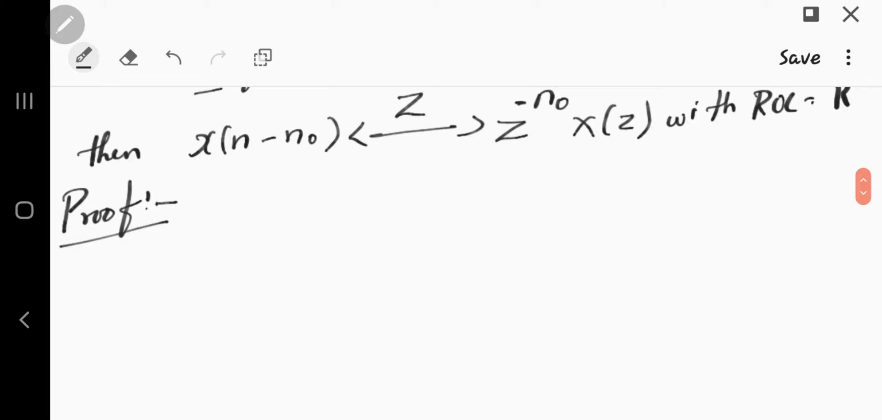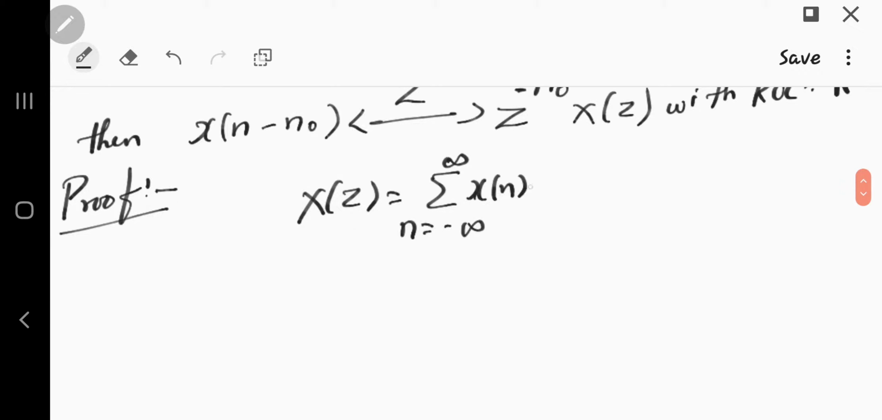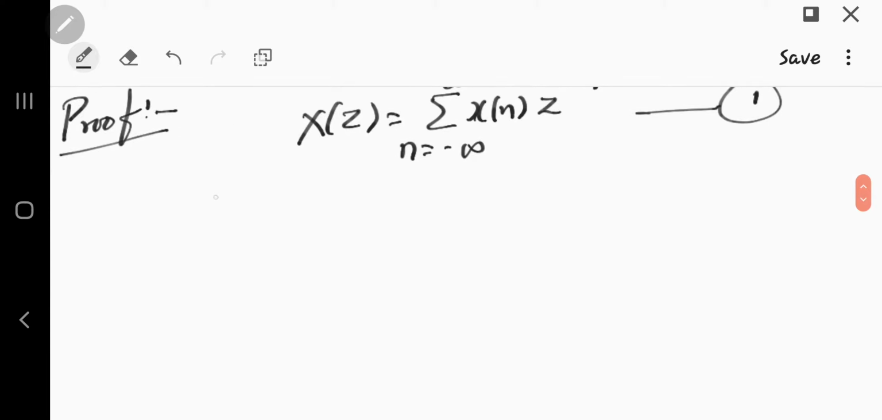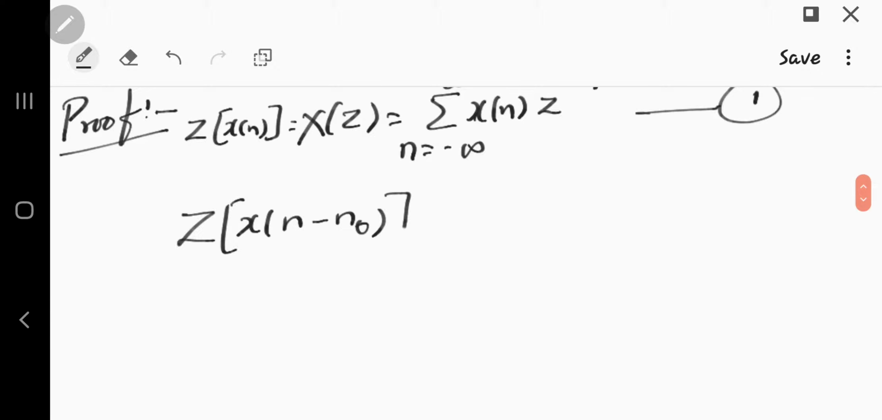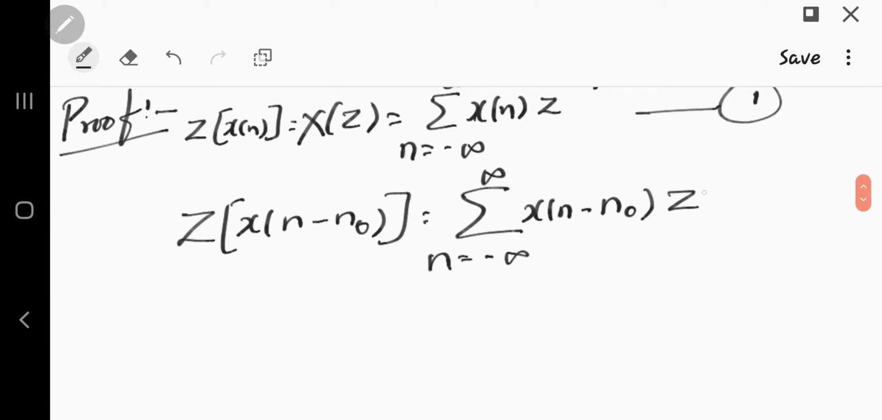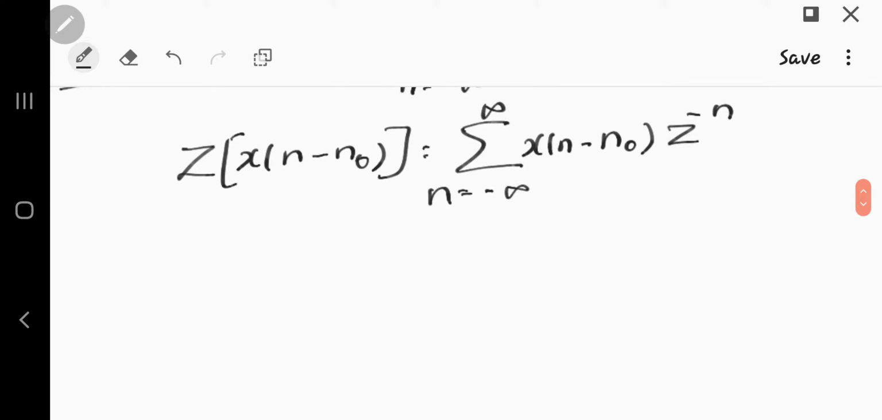So let's take the proof for this. x of z is equal to summation n equals minus infinity to plus infinity x of n z to the power of minus n. We call this equation 1. In the same way, Z transform of x of n minus n naught is equal to summation n varying from minus infinity to plus infinity x of n minus n naught z to the power of minus n.